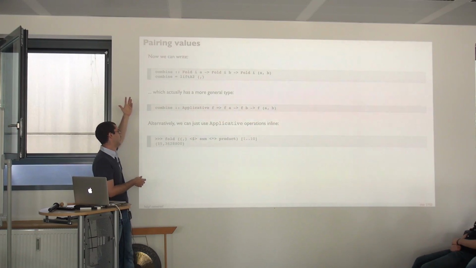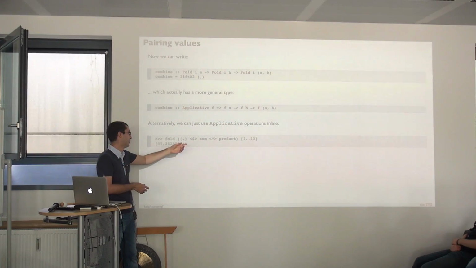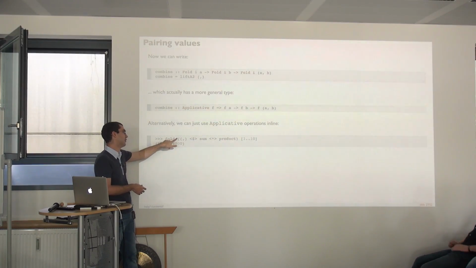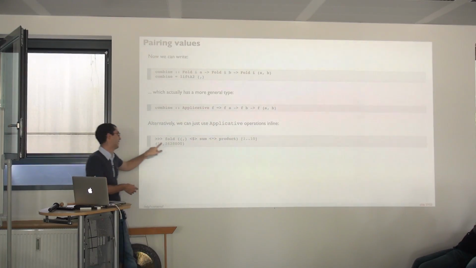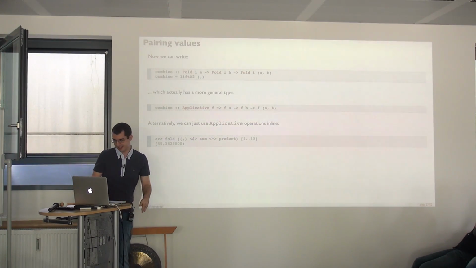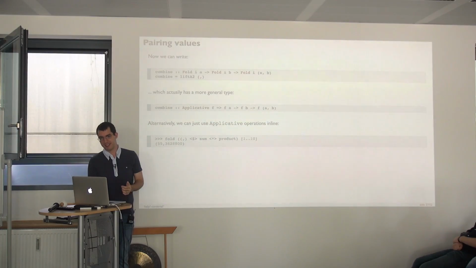And we don't even have to use this combine function, right? We could just inline the fold that we want using the applicative operator. So we can say fold both the sum and the product, and then that gets us our result at the end. So this is a very nice way of combining folds together.